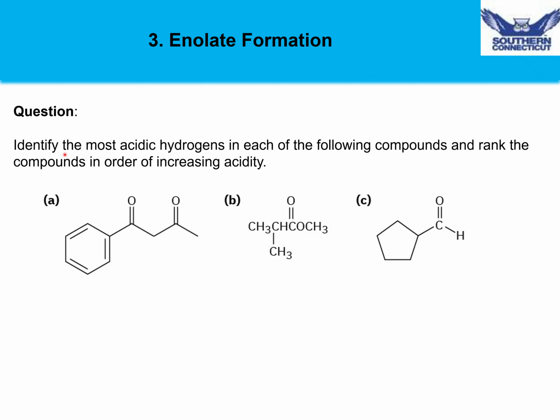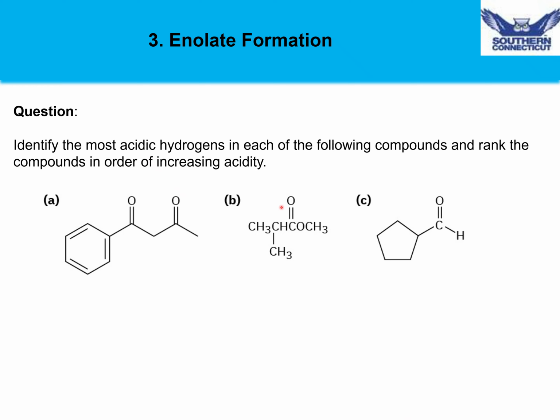In this question, we want to identify the most acidic hydrogen in each of the following compounds. And then after, we want to rank the 3 compounds shown here in order of increasing acidity. When it comes to carbonyl compounds, generally the most acidic hydrogens are those at the alpha carbon of a carbonyl. In the cases of 1,3-dicarbonyl compounds, the alpha hydrogens in the middle, in between the two carbonyls, are the most acidic.